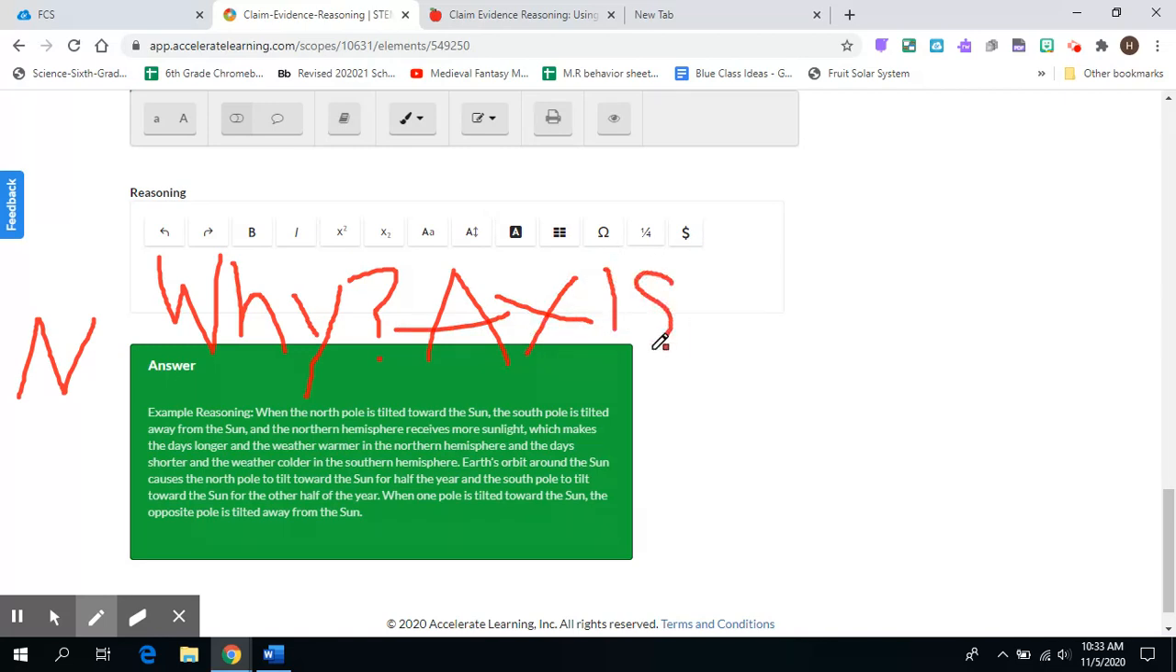All right, it's because of our axis, right? And our axis is tilted. It's not straight up and down. Here's our Earth, and our axis is tilted. Okay, so again, try to write this, retype this.